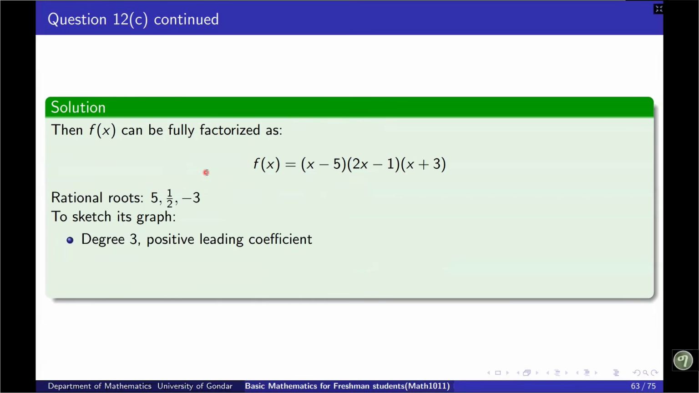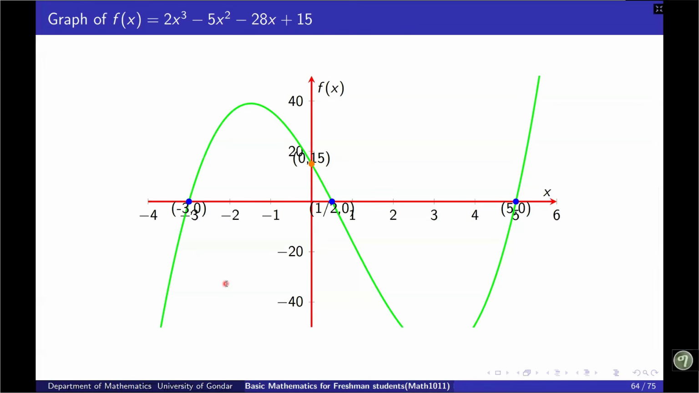And when we proceed to the graph of the given polynomial function, the degree is 3 again, which is a positive leading coefficient again. The roots are this one, which are the expected x-intercepts. The y-intercept is obtained when x is equal to 0, which is f of 0 is equal to 15. Therefore 0, 15 will be the y-intercept. Then the graph roughly could look like this one.